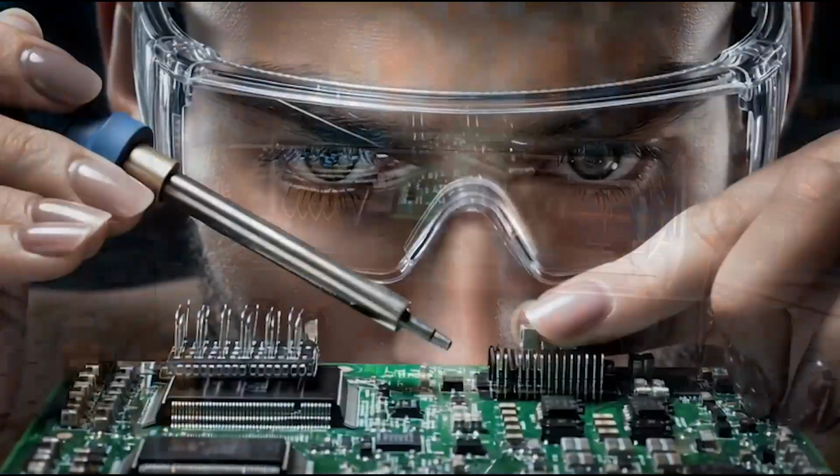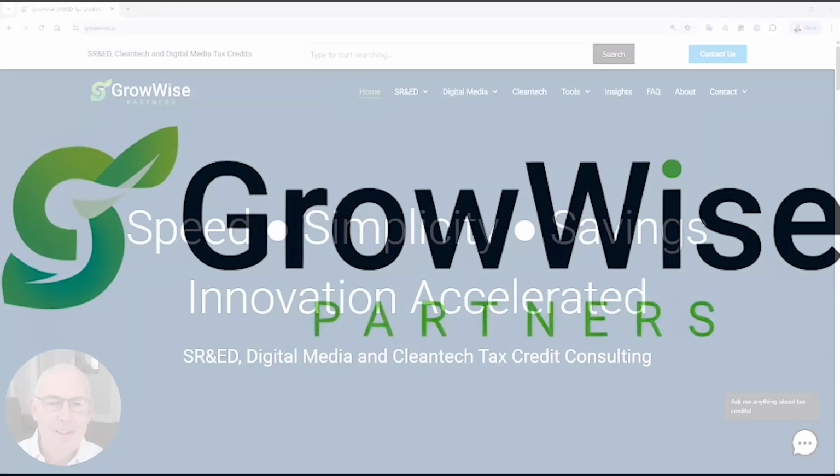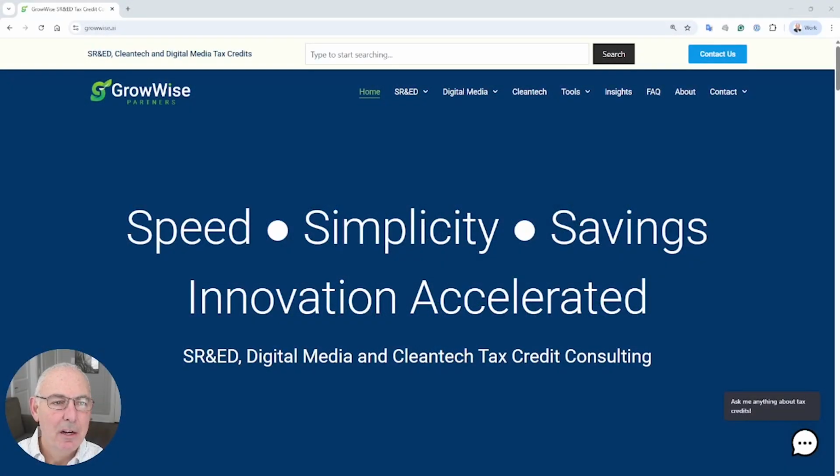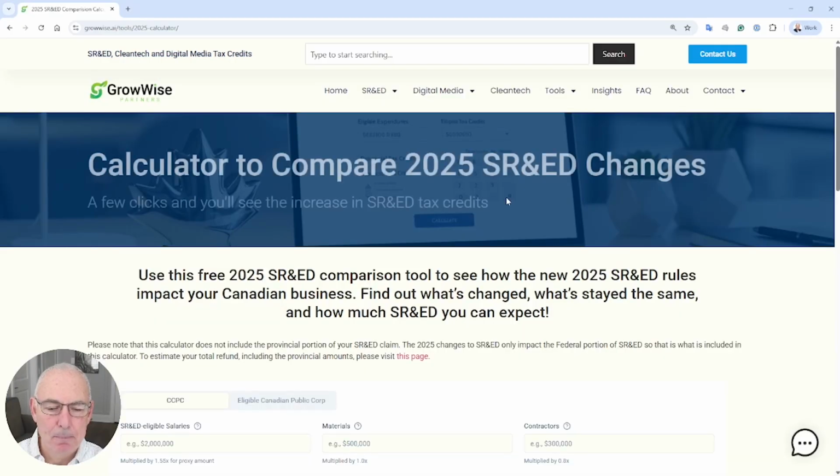The CRA has new rules for how you calculate SR&ED. We built a calculator so you can quickly figure out how much of the $500 million of new money you qualify for. To start using the calculator, head over to GrowWise.ai, click on Tools, and then the 2025 SR&ED Comparison Calculator.